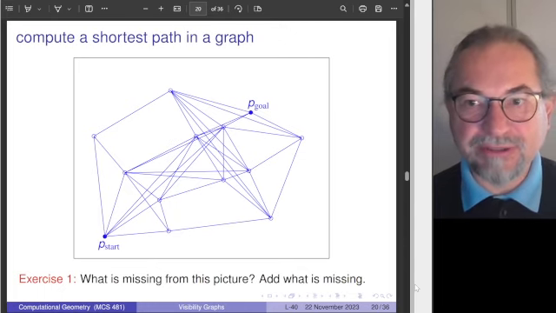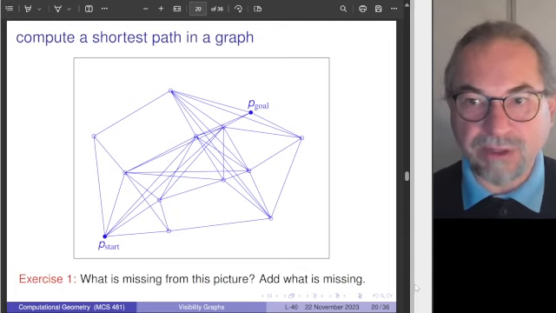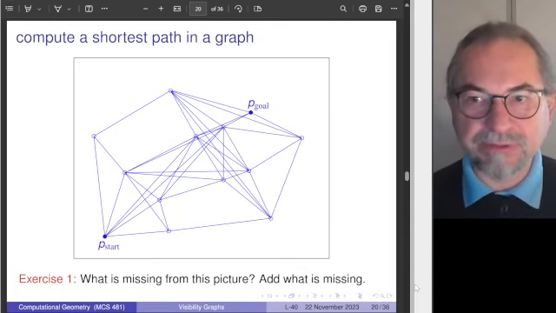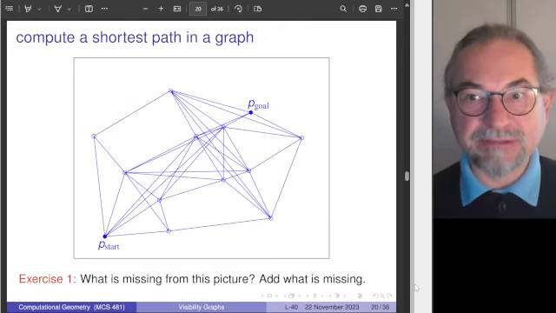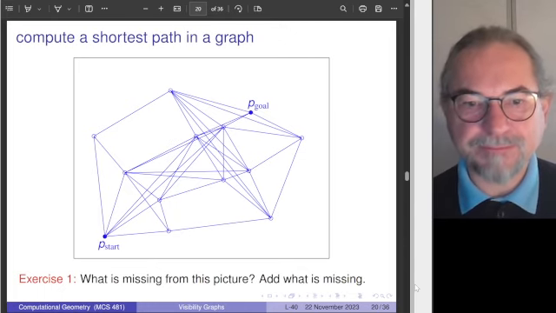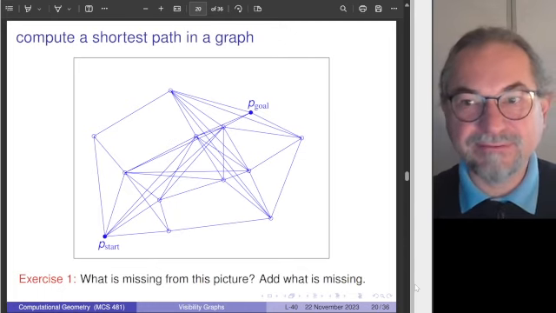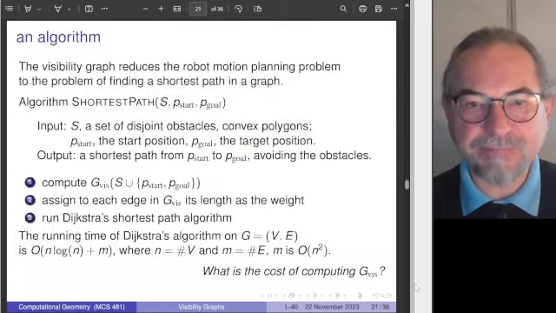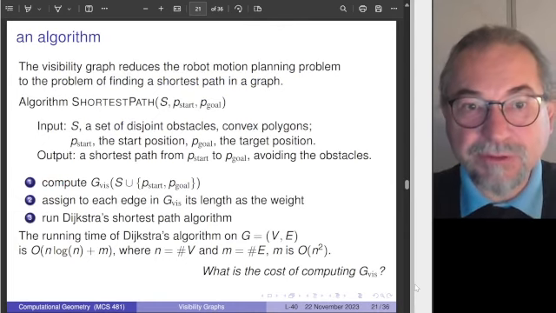So it's important to observe that this is still an undirected graph. We can go in either direction. Visibility is a commutative operation, but the distances are the weights. So that is what is missing from this picture. And it's a nice picture, so it would mess it up. But so this is actually what is missing. Okay, then we have essentially solved the problem.